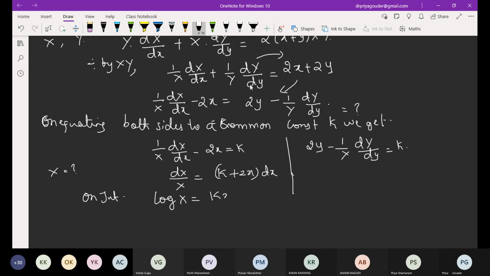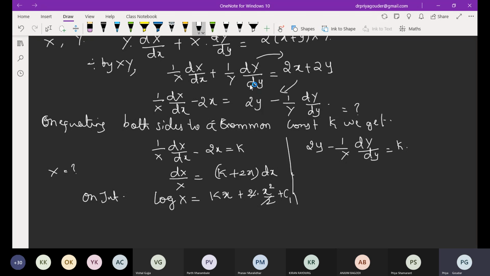No, integration it is. Integrating k, we get kx, plus 2x. The integral of 2x becomes x square by 2... x square. Add some constant because you are integrating the whole step. Take it as some C1.